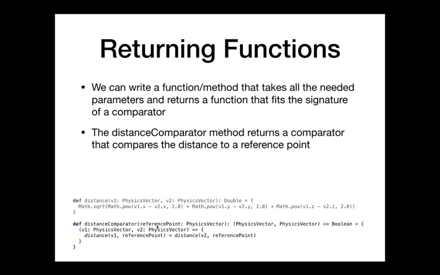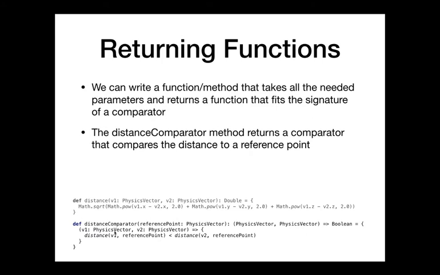So we're going to take in the reference point as an argument to the method, and we're going to write a function with that reference point built right into it. So this function, this whole body of the method is the function definition. So this is what's returned. We're going to compute the distance of each vector to the reference point, and then use the less than operator. So we're going to sort in increasing distance from that reference point.